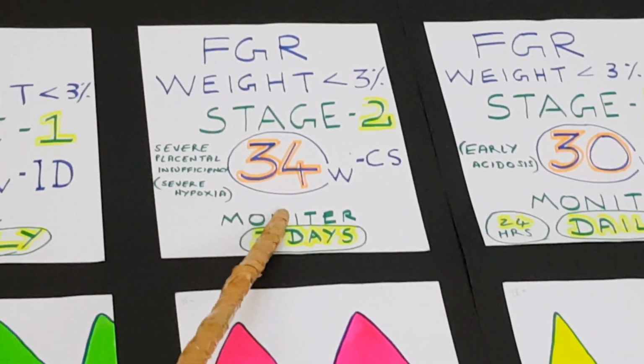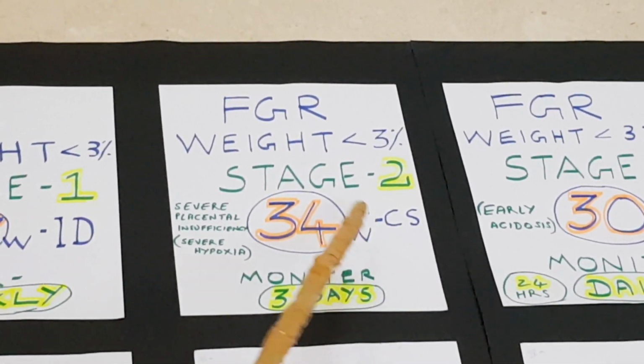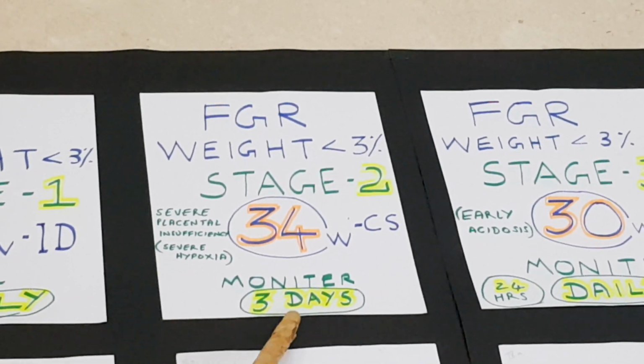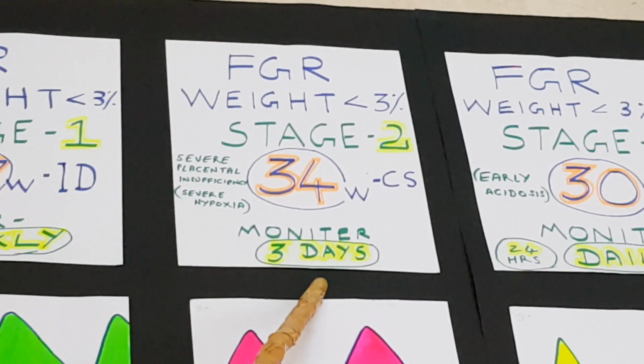If the fetus is 34 weeks or more, we can recommend caesarean section. If it is less than 34 weeks, the recommendation would be to monitor bi-weekly, or to do Doppler every third day. Now the next scenario.